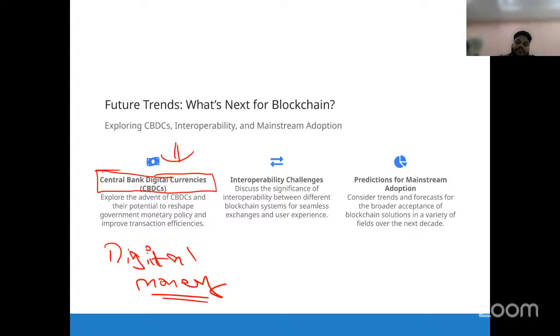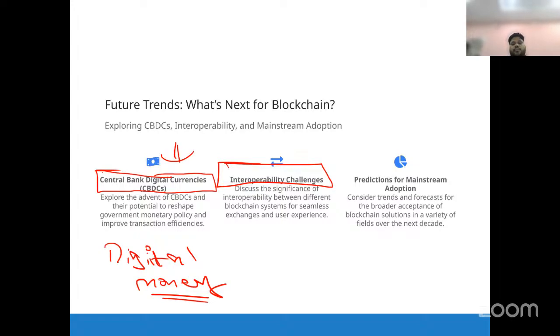Okay. Then you have something called the interoperability challenges. Now, what are interoperability challenges? Currently, different blockchains often don't work together. What is happening is that the different blockchains which are present don't have a proper connection between them. So what is the problem?